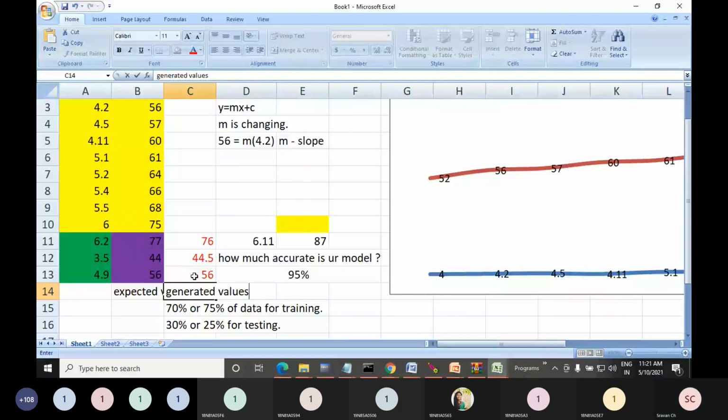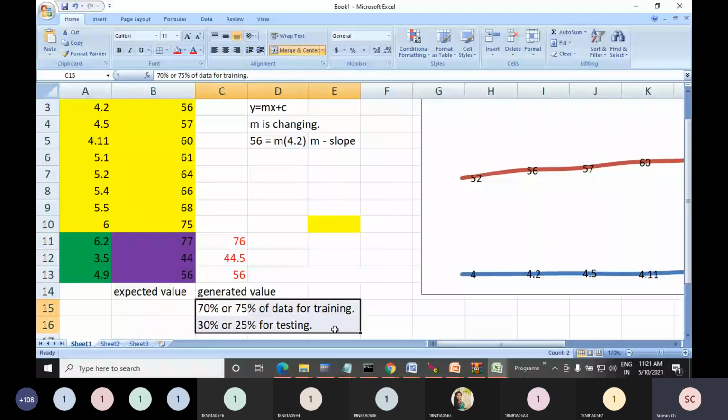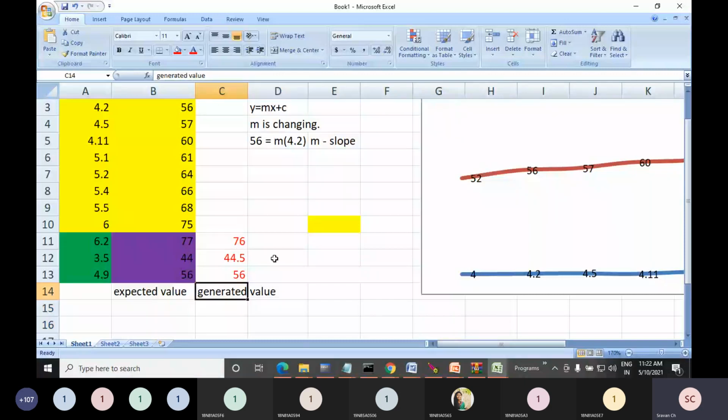So what I'll do is try to understand the difference between the expected value and the generated value. This variation can be calculated. How much percentage of variation is there? How close is the generated value to the expected value? Based on that, we can calculate the performance. Or else, in another way, I can define the performance.